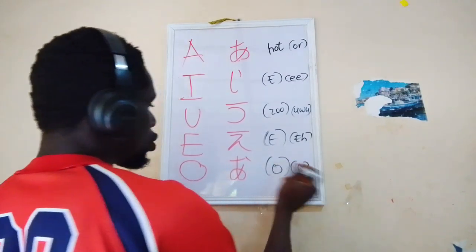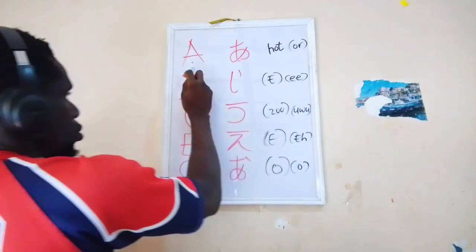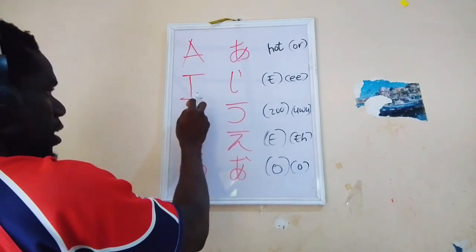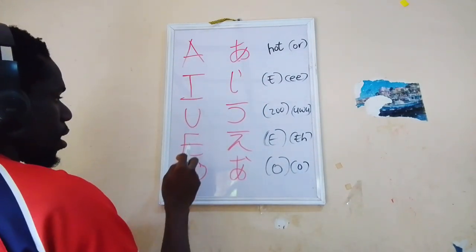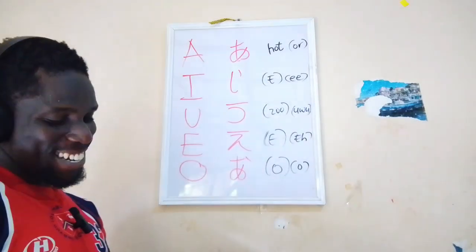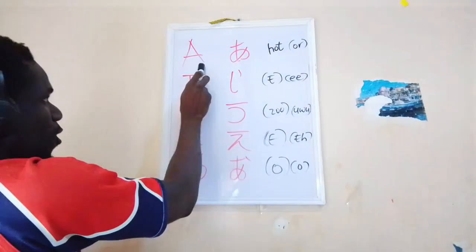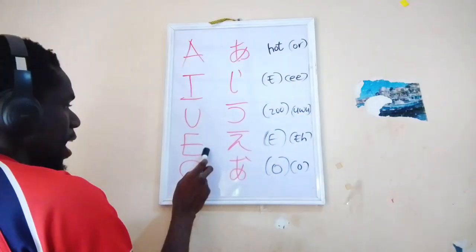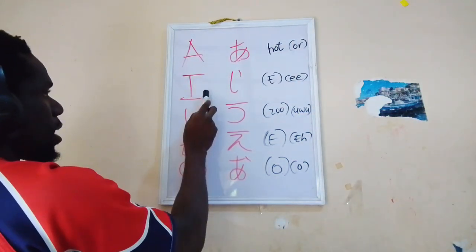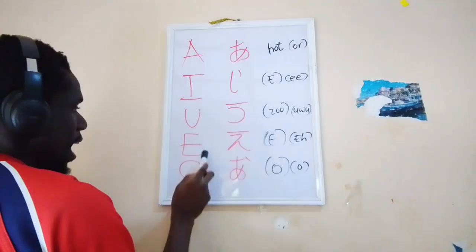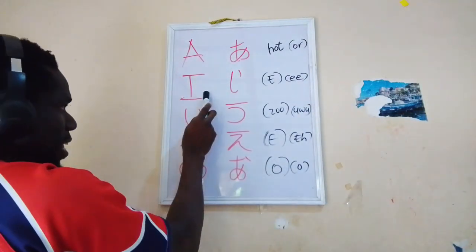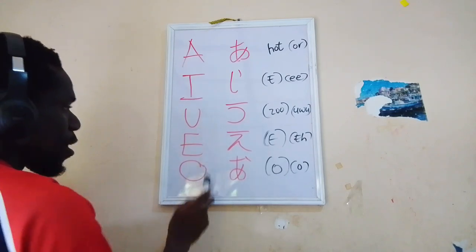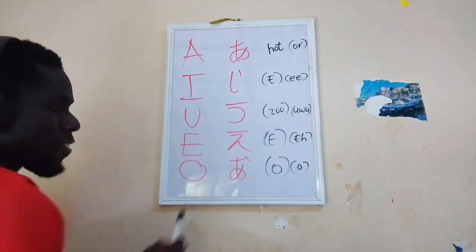Then finally the fifth one will be O. Like the way you say your English O. So this is O. This is like the O in hot. So O, E, U, E, O. Let's try that again. This is O, E, U, E, O.